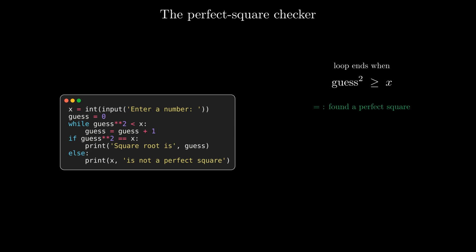But greater than and equal to are two very different outcomes. If guess squared is equal to x, we found the perfect square. If guess squared is greater than x, we overshot. So x is not a perfect square. That's why, right after the loop, we add an if-else. The if checks whether guess squared is equal to x and prints the root. The else prints that x is not a perfect square.